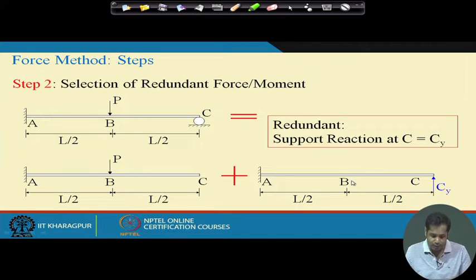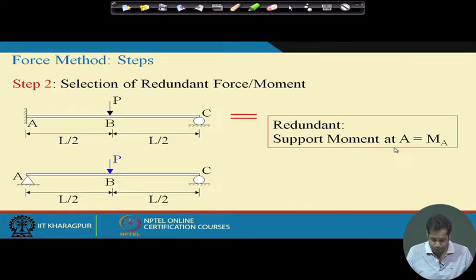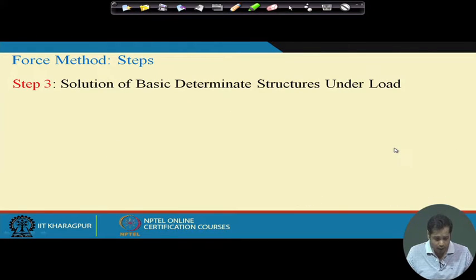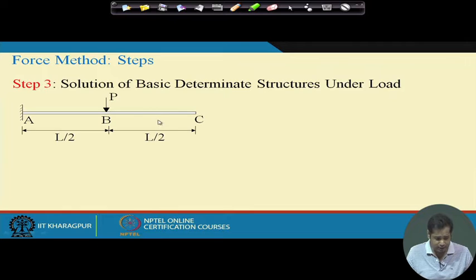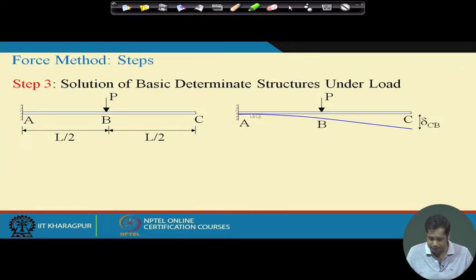Okay. Let us demonstrate step 4. Let us demonstrate step 3 with this example, this choice of redundant force. Okay. So, now solution of basic determinant structure. Now, this is the basic determinant structure. Now, we need to solve it, and this is the solution.